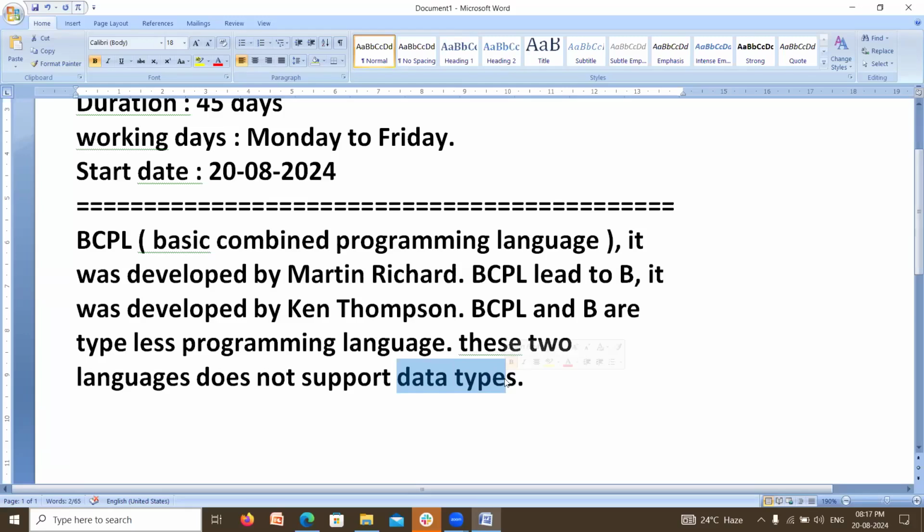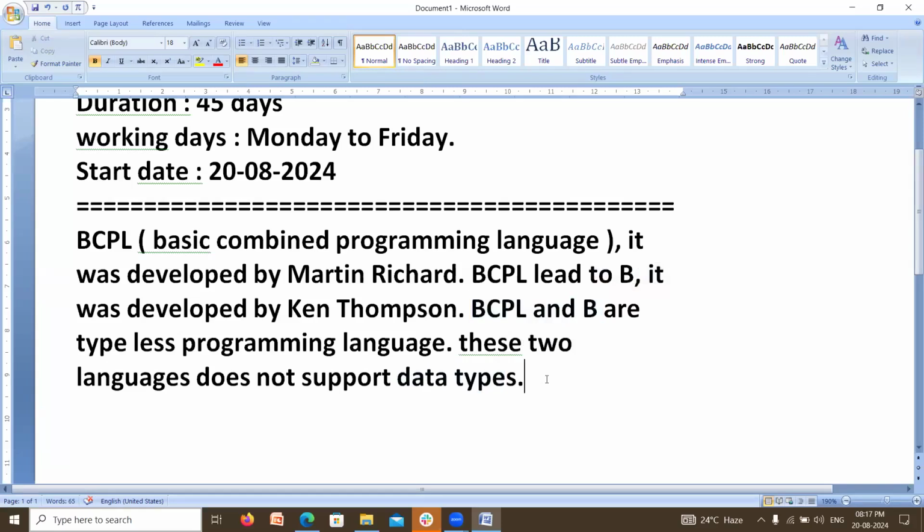Those are the types of the cool drinks. Whenever you go to a tiffin center, there are so many types of tiffins: idli, dosa, vada, puri, chapati, like that. Those are the types in tiffins. In data also we have some types. These two programming languages don't support these data types, so they are called typeless programming languages.